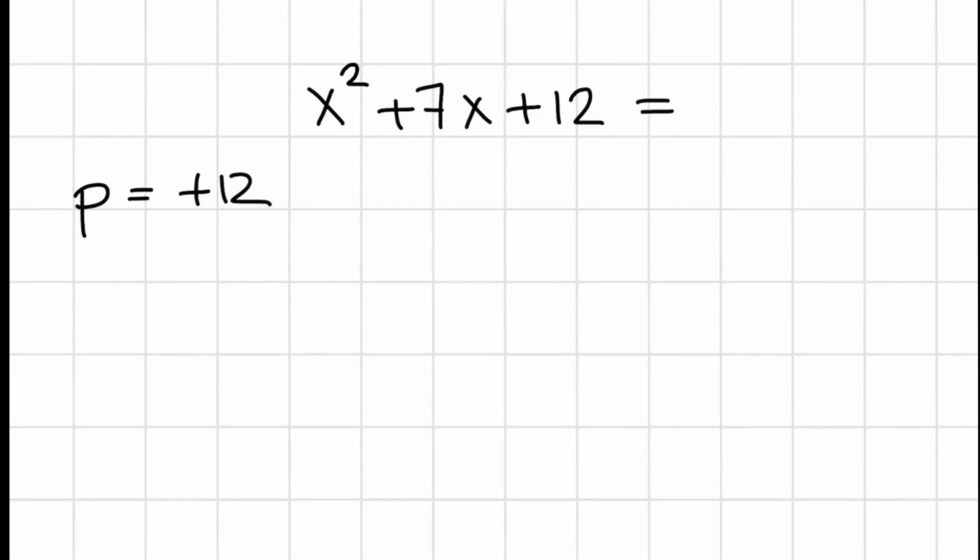Let's do another example. Suppose you have x squared plus 7x plus 12. Our product in this case is plus 12. Our sum is plus 7. Which two numbers added together would give you plus 7 and multiplied together would give you plus 12? You can stop the video and write down the combinations if you want. The two numbers that added together would give you 7 and multiplied would give you plus 12 are plus 4 and plus 3. So you can fill out your bracket.